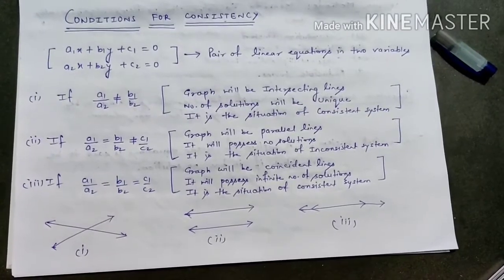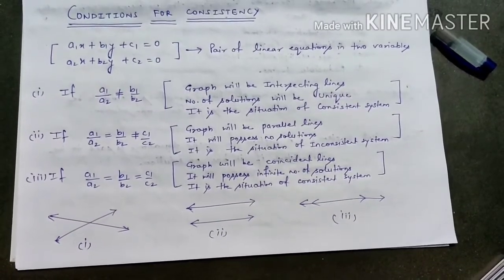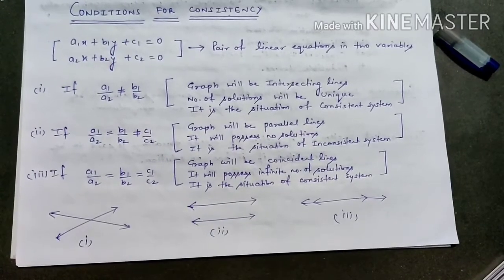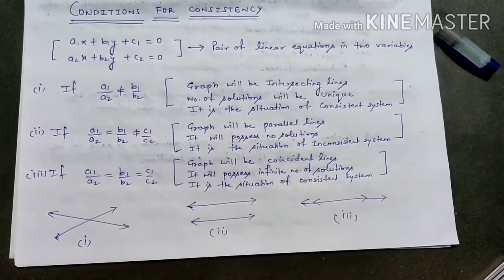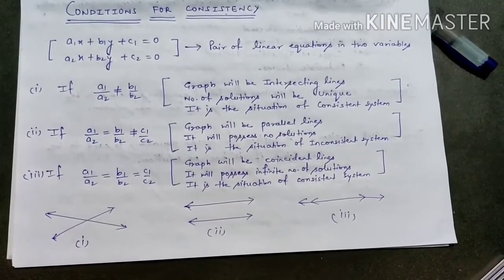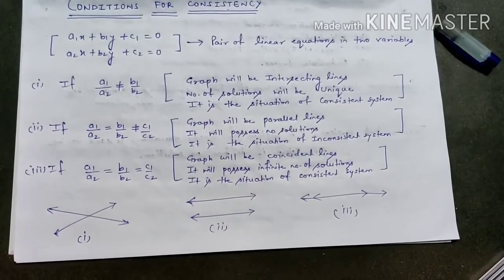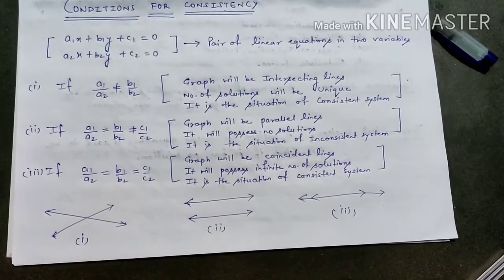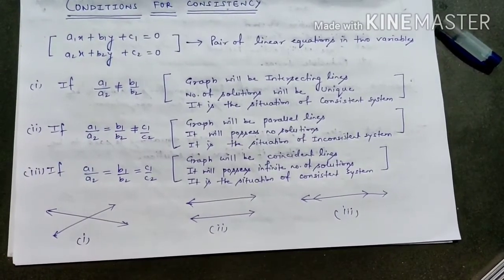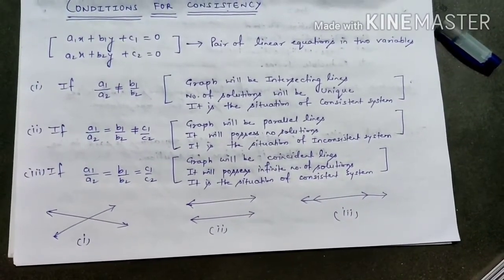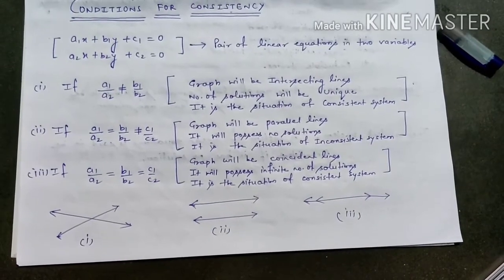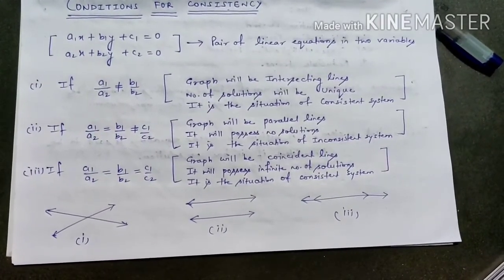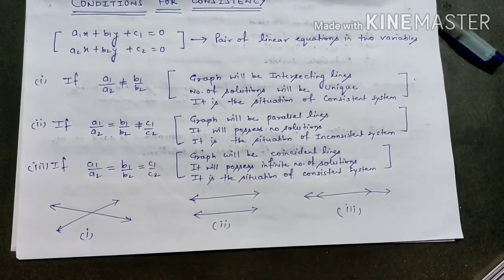If a1 by a2, the ratio of a1 and a2, is not equal to the ratio of b1 by b2, that condition will give us a graph of intersecting lines. The number of solutions in that case will be unique and it is the situation of a consistent system. Now if the first two ratios are equal, that is a1 by a2 is equal to b1 by b2 but not equal to c1 by c2, then the graph will form parallel lines. It will possess no solution and it is the situation of an inconsistent system.